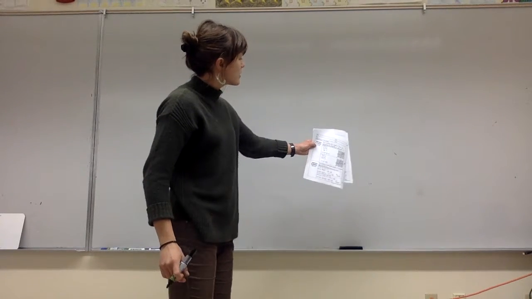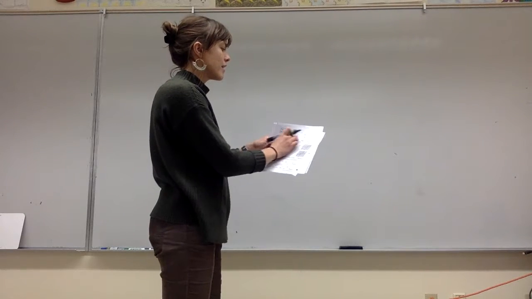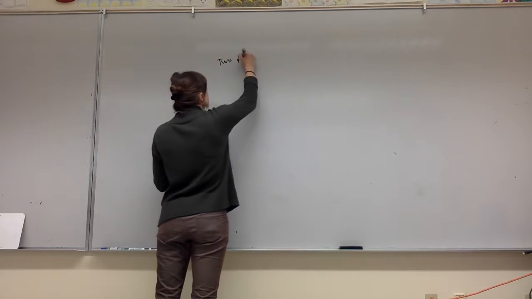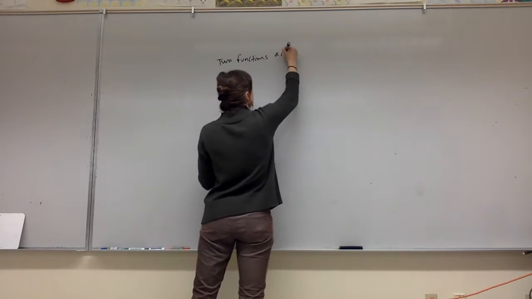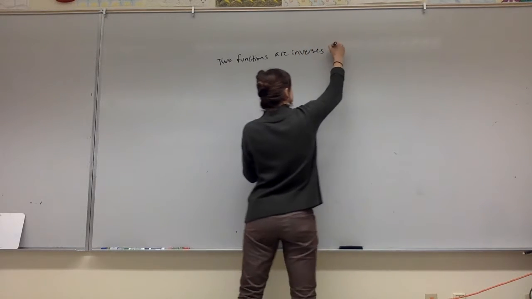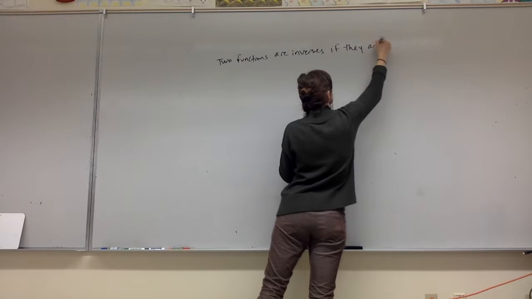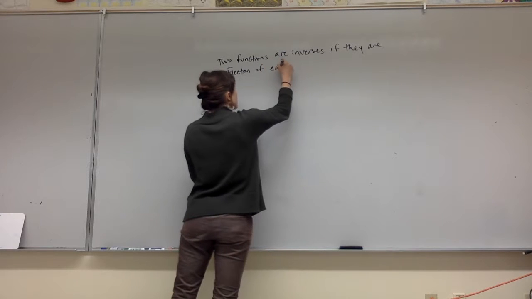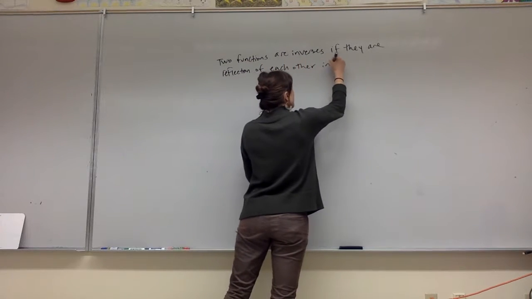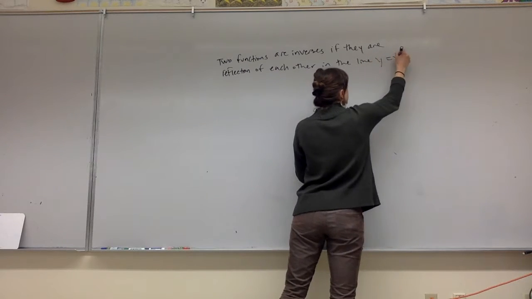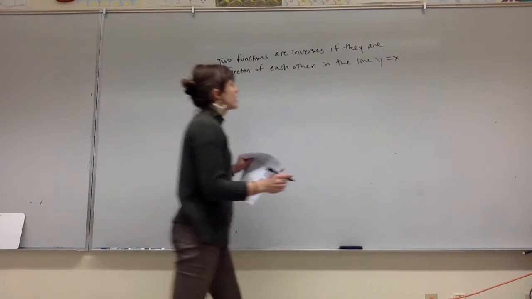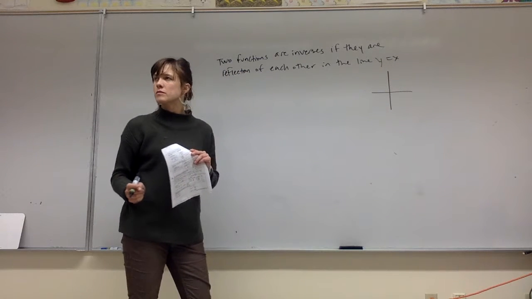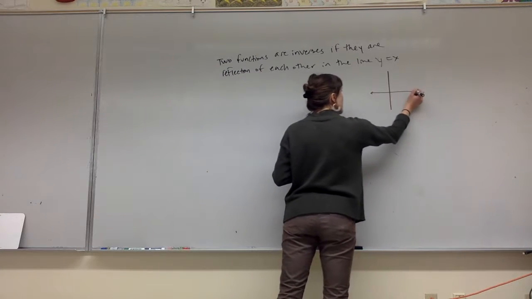And so I'm on this sheet now. It says verifying inverses graphically on the top left. And then in these notes examples, what I'm going to write is: two functions are inverses if they are reflections of each other in the line y equals x. What does this line y equals x look like? What's my crossing point? What's my x and y intercept here?